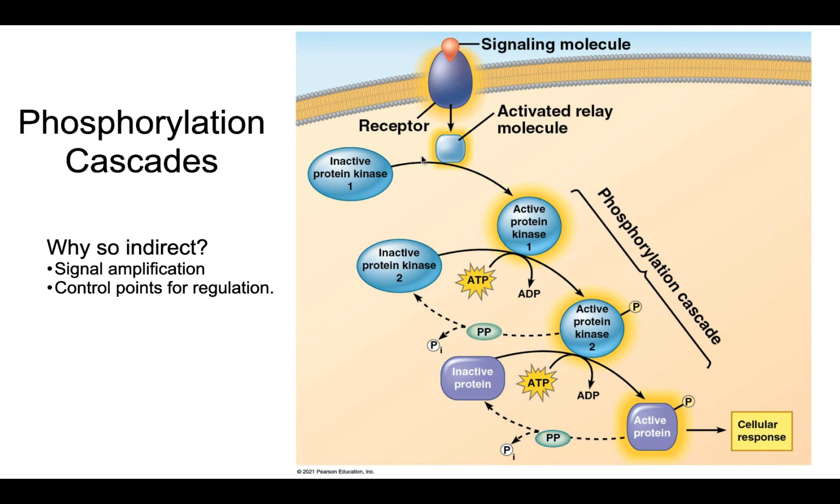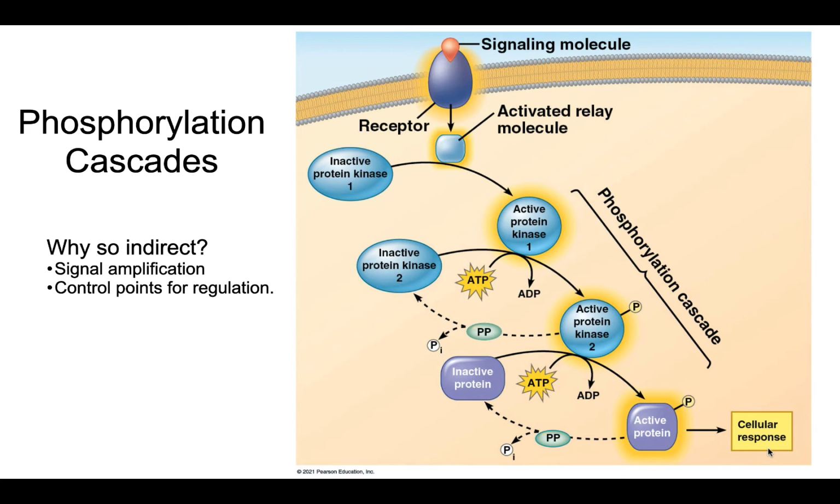So one activated molecule will activate maybe 10 of these kinase 1s. And then maybe 10 of these kinase 1s will activate 100 of these kinase 2s, which will then activate 1,000 of these inactivated proteins. And so by that means, a single signal can actually activate many proteins down here, leading to a much more robust cellular response.